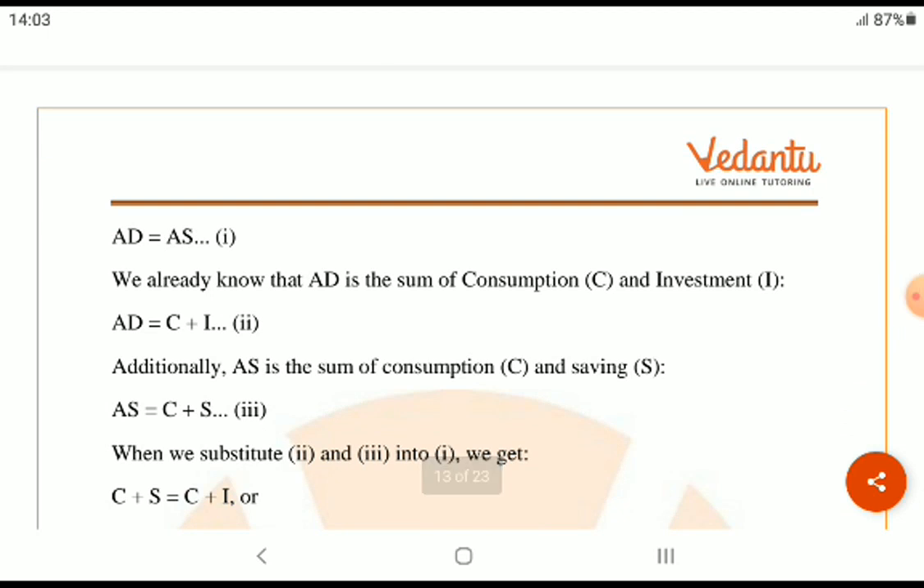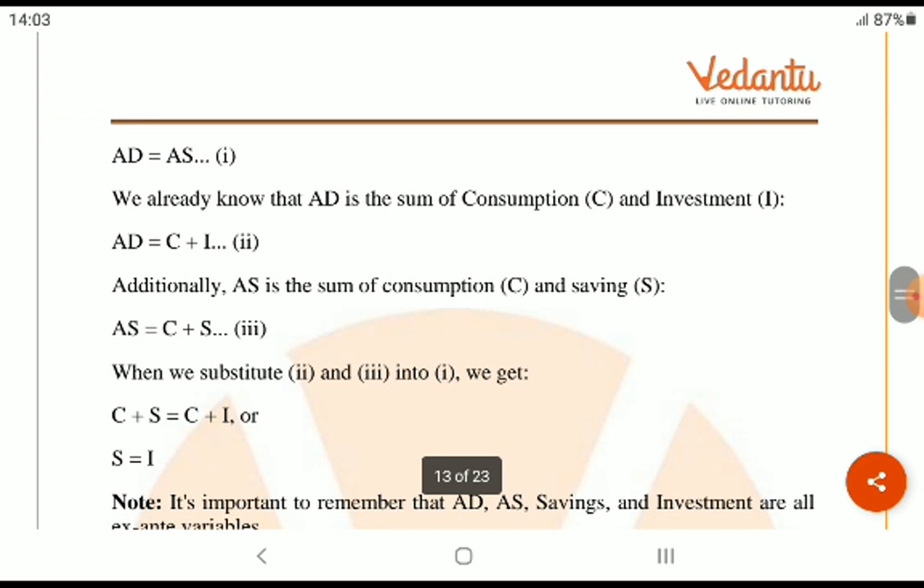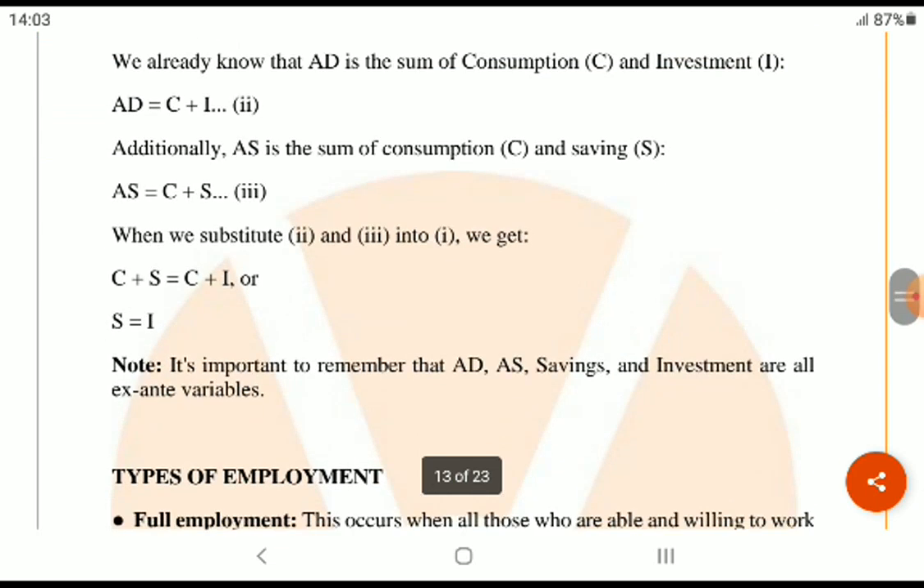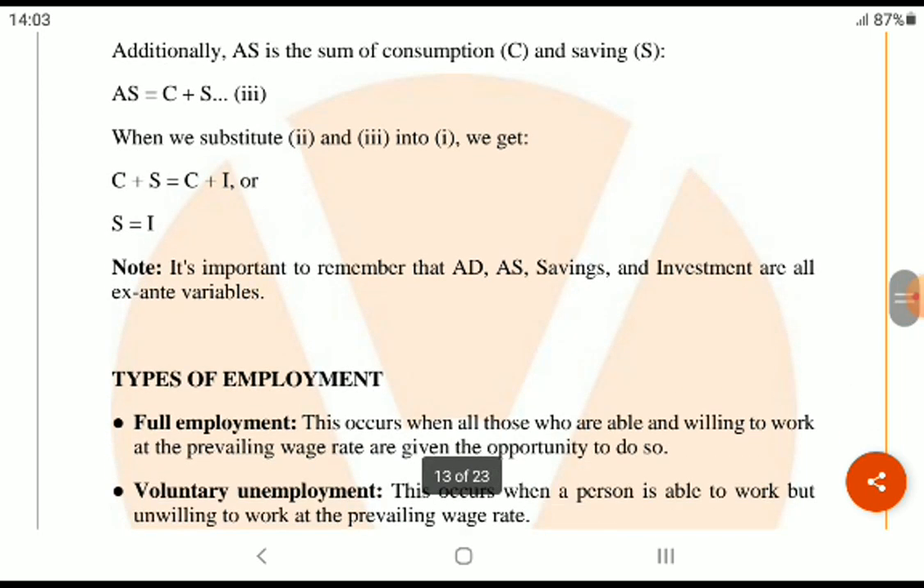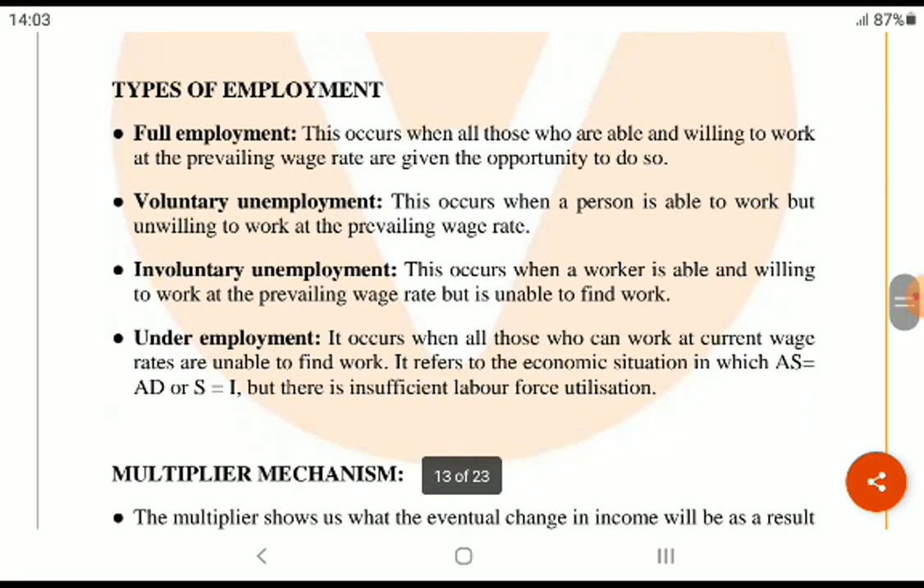We already know that AD is the sum of consumption and investment. AD is equal to C plus I, second equation. Additionally, AS is the sum of consumption and savings. So AS is equal to C plus S, third equation. When we substitute the second and third equations into the first, we get C plus S equal to C plus I, or S is equal to I. So note that you have to remember that AD, AS, savings and investment are all ex-ante variables. Types of employment, let us know.